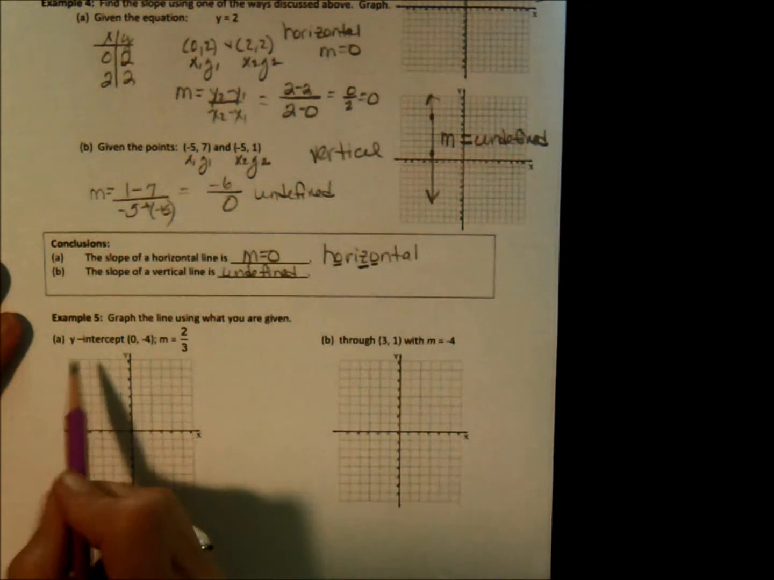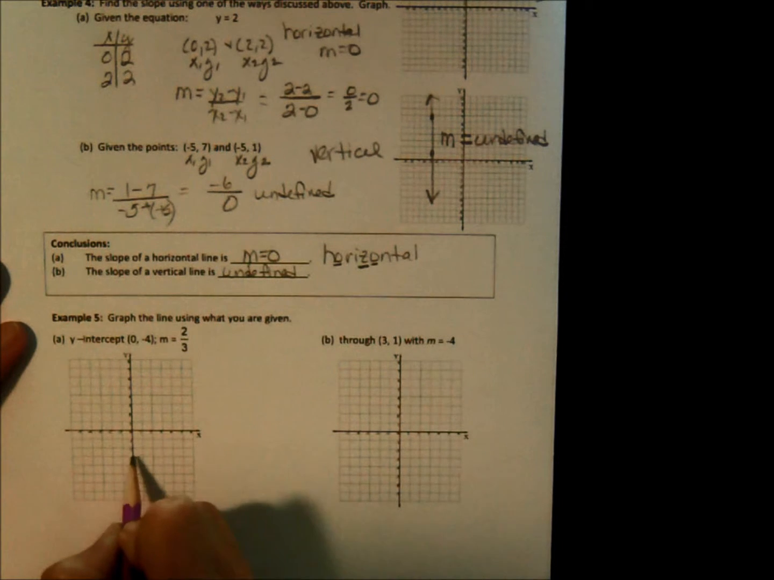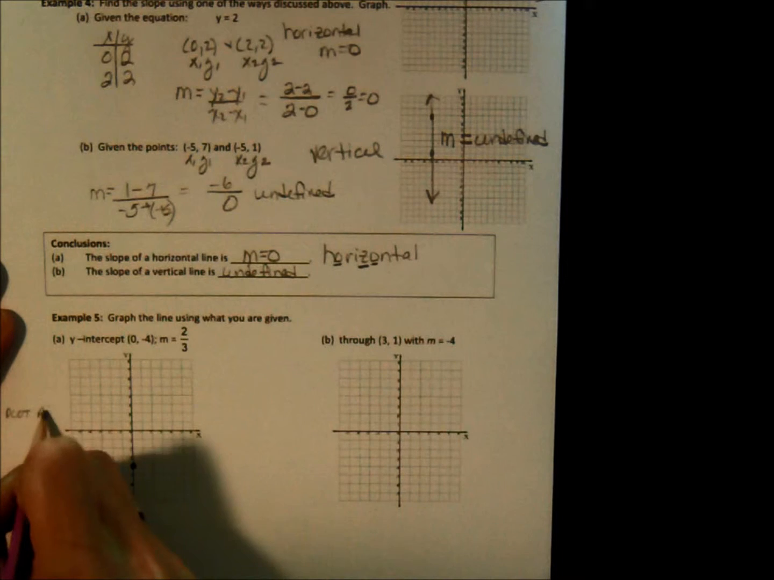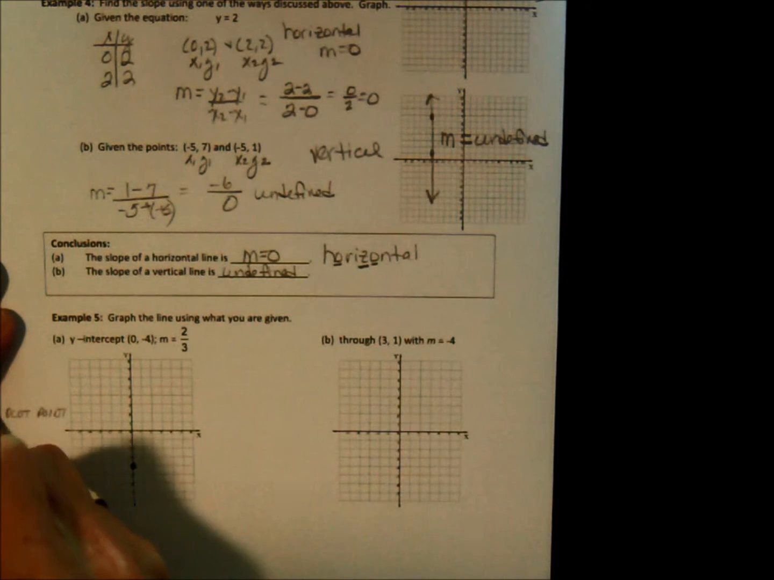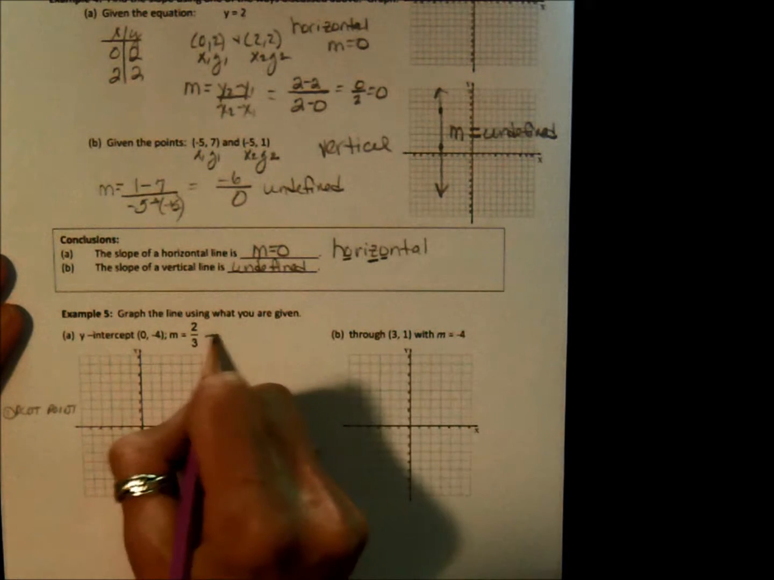All right, example 5, we're going to graph the line using whatever we're given and what we know about slope and points. So the first example in 5a, we're given the intercept of 0, -4. So I'm going to plot the point. That's what I did first, is to plot that point. And then I have my slope is 2/3.